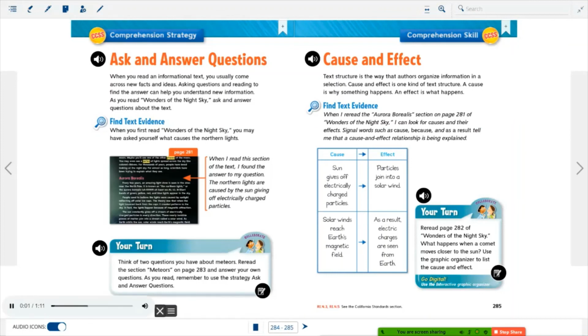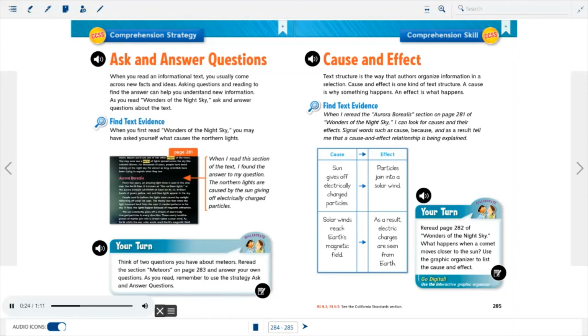Cause and effect. Text structure is the way that authors organize information in a selection. Cause and effect is one kind of text structure. A cause is why something happens. An effect is what happens. Find text evidence.